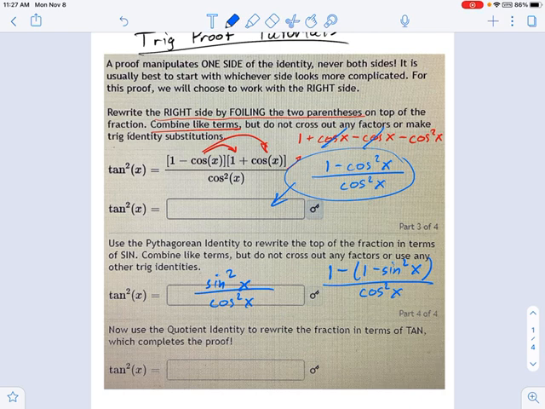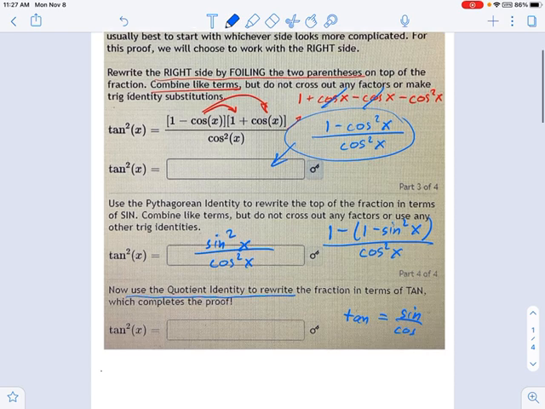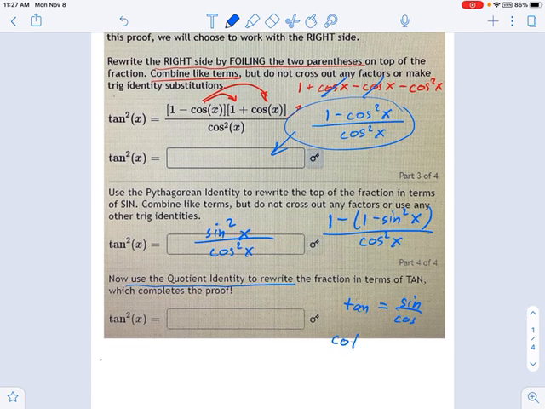And now in this last step, we use the quotient identity to rewrite in terms of tan. Well, what's the quotient identity? Tangent equals sine over cosine. There's another quotient identity that says cotangent equals cosine over sine. I hope it's obvious which one we should use, right? Let's use the sine over cosine version of this. So if tangent is sine over cosine, then sine squared over cosine squared is just going to be tangent squared of x. And now we're done. That completes the proof.